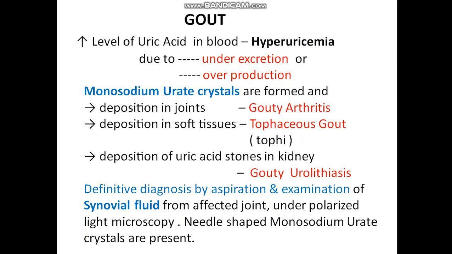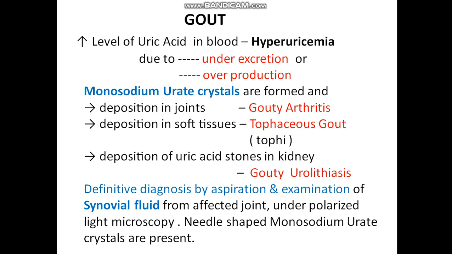Now coming to gout, which is a disease of purine metabolism. What is the reason for gout? The reason for gout is hyperuricemia, that is, high level of uric acid in the blood. This hyperuricemia is an asymptomatic condition. But when it becomes symptomatic, then it is known as gout. And it may be due to two reasons. Number one, under excretion. Number two, overproduction of uric acid.